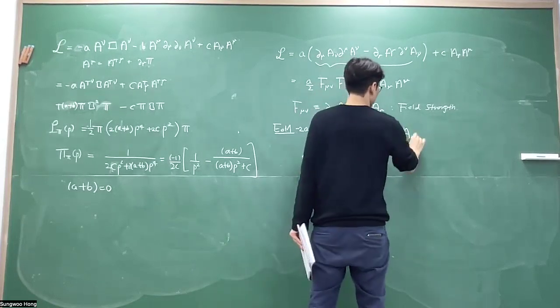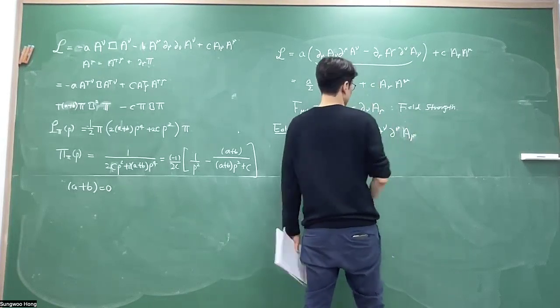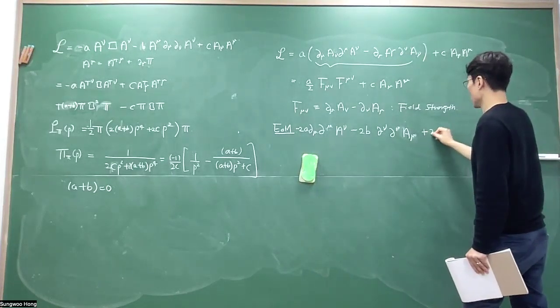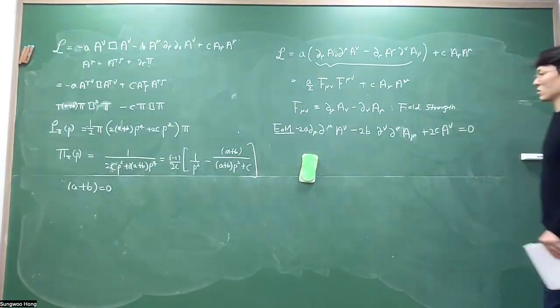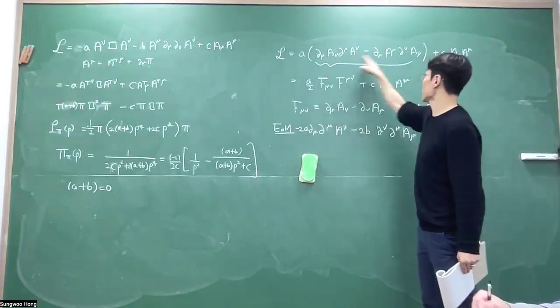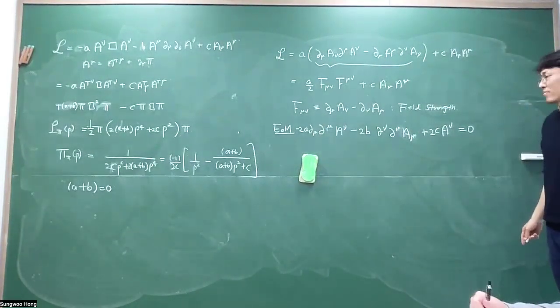Oh, I wanted to have independent nu index. Nu, okay, so that's that term. And finally, I will have a plus 2c a nu equal to 0. So this is the equation of motion. Okay, so there's a minus sign for the derivative term, and then no sign for the polynomial term, as usual.